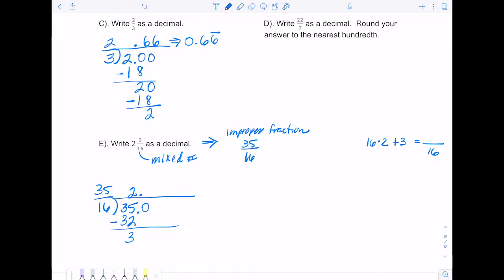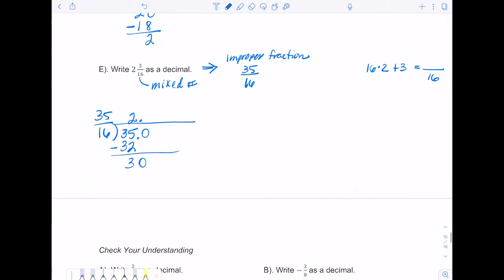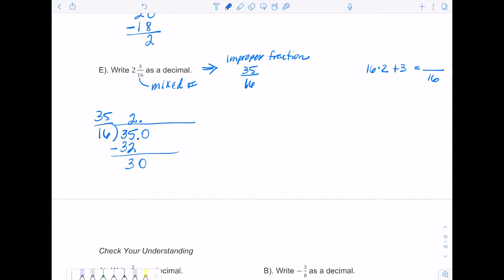Okay, I need to add a 0 and bring down a 0. And I'm going to repeat. 16 into 30. 16 times 1 is 16. 16 times 2 is 32. I went too far. So it's going to be 16 times 1. 30 minus 16 gives me 14. I'm going to add a 0 and bring down the 0.